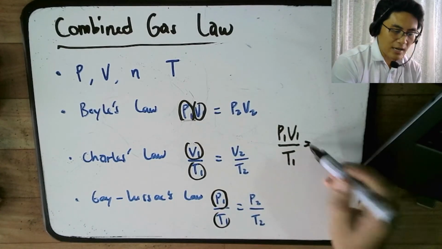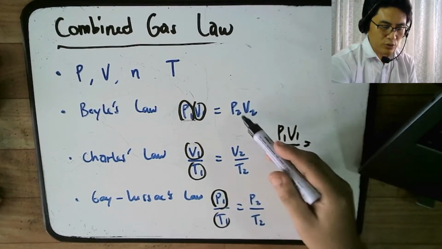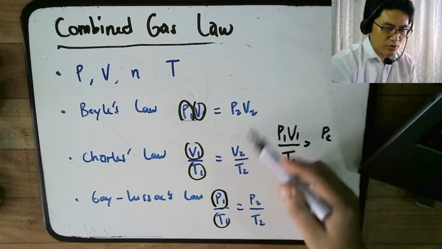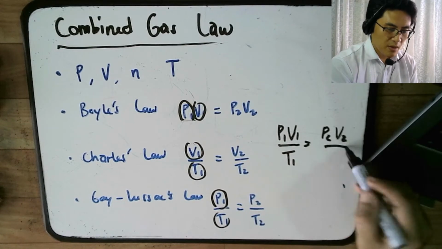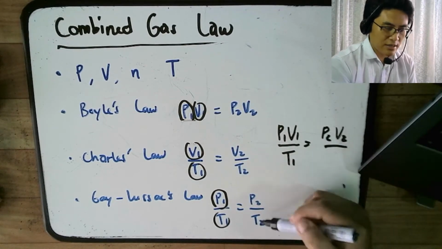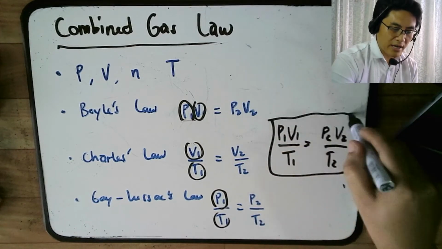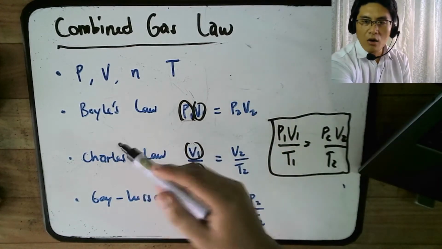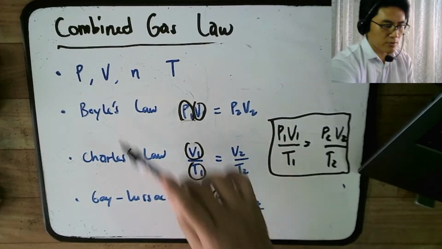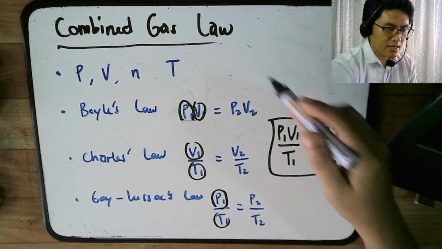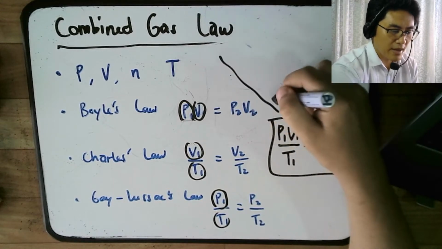If you look at the right side, well, it's easy. The P2s are in the numerator. The V2s are in the numerator. While the T2s are in the denominator. So it's as simple as that. Now you have combined all of the basic laws, Boyle's law, Charles's law, and Gay-Lussac's law into this law. And this law is again the combined gas law.